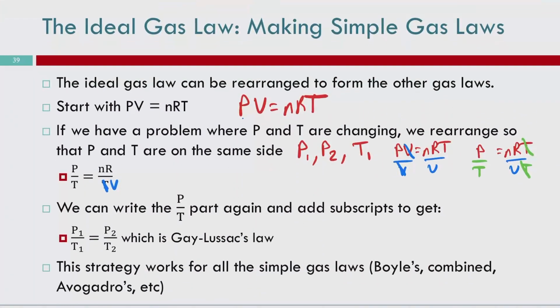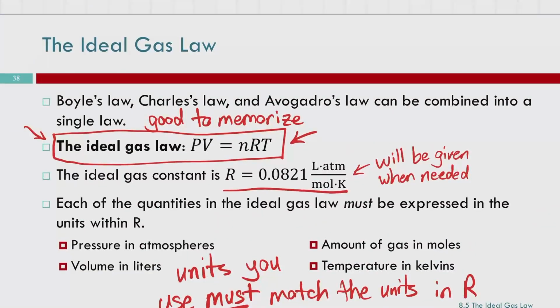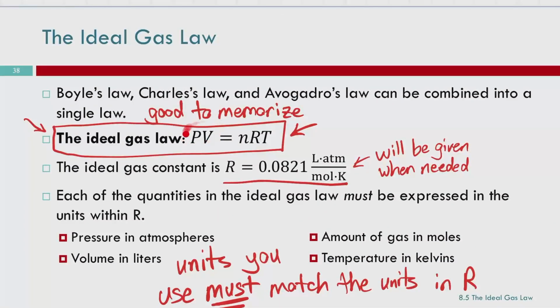We used it for a couple of different things. One of those things was making simple gas laws. The nice thing about the ideal gas law is that we just have one of each variable. We don't have to have two states of pressure, two states of volume, two states of temperature, two states of number of moles like we do with our simple gas laws.